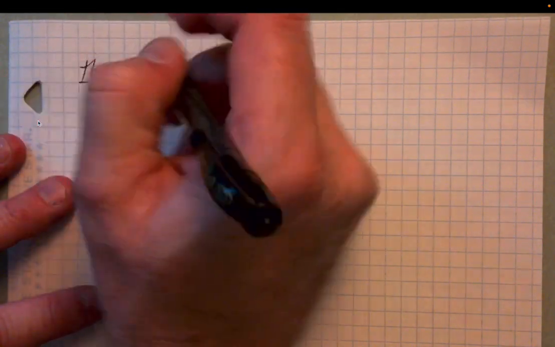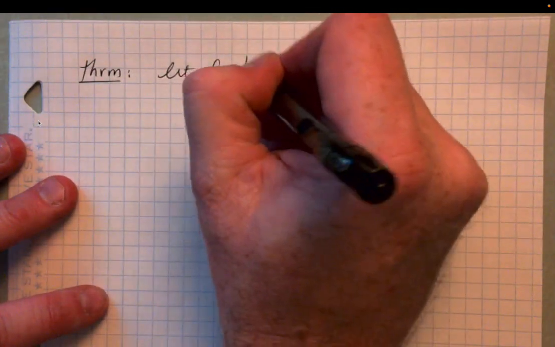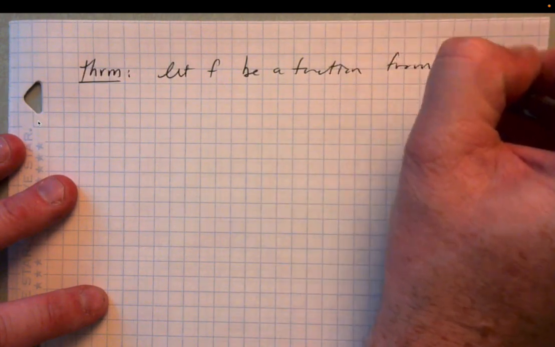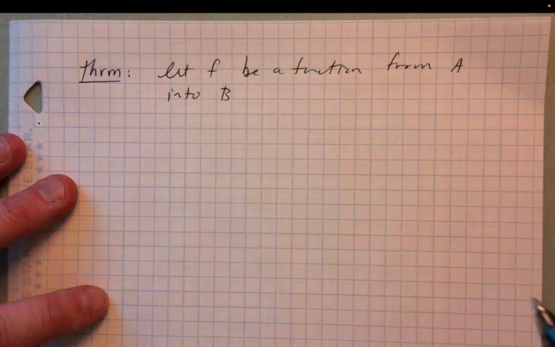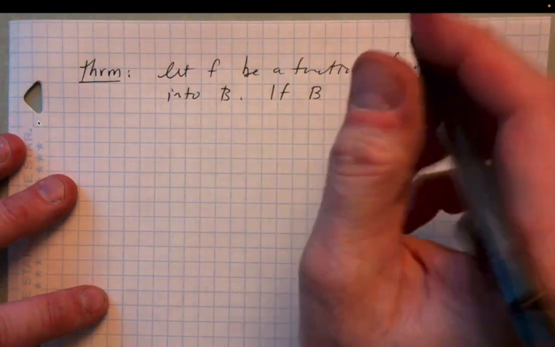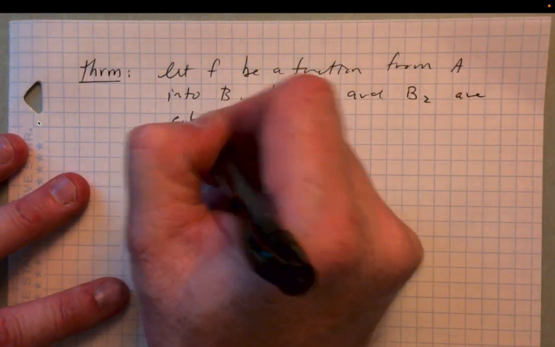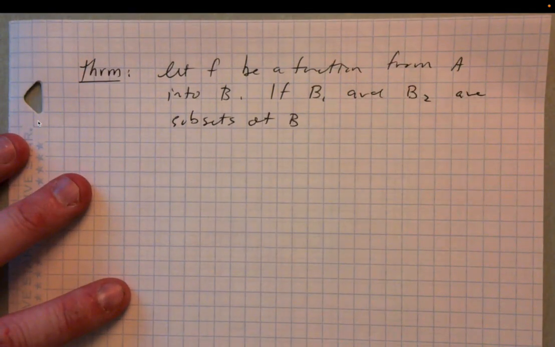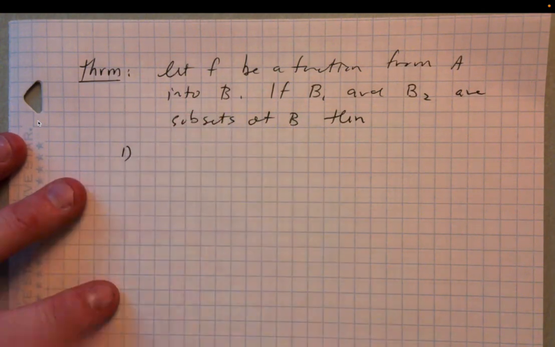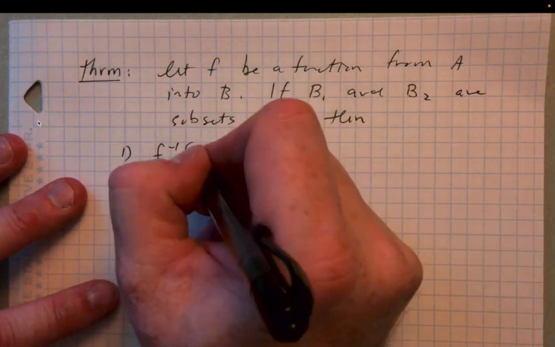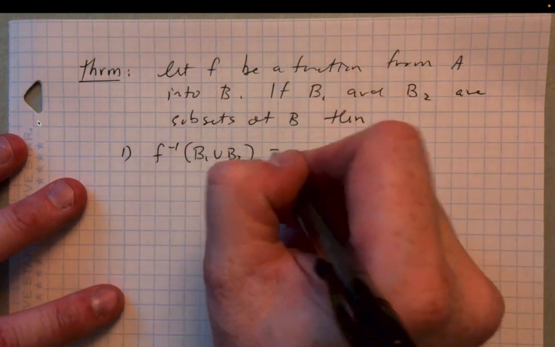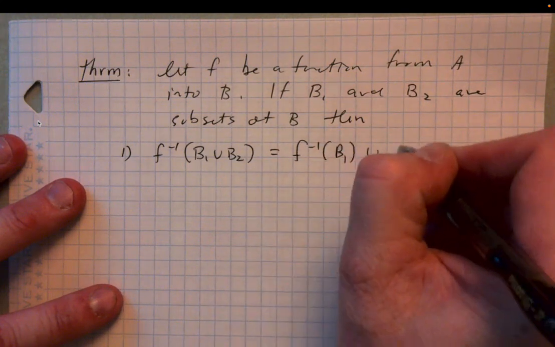Let's take a look at another theorem, which deals with functions and thinking about the image of sets under functions. Let f be a function from A into B. If B1 and B2 are subsets of B, then we've actually got three parts to this one. The inverse image of B1 or B2 is equal to the inverse image of B1 or the inverse image of B2.